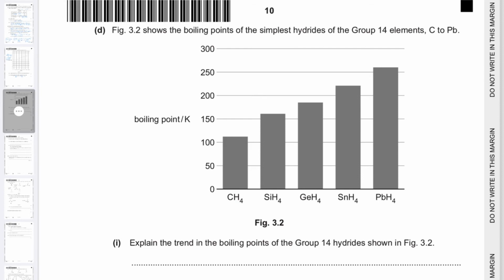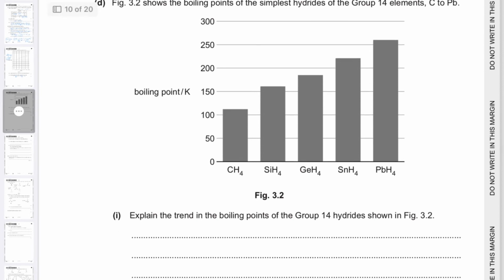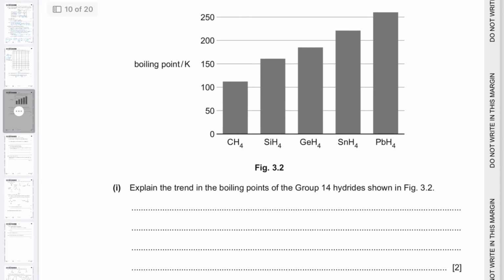The figure 3.2 shows the boiling points of simplest hydrides of group 14 elements, carbon to lead. Explain the trend in the boiling points of group 14 hydrides shown in figure 3.2.